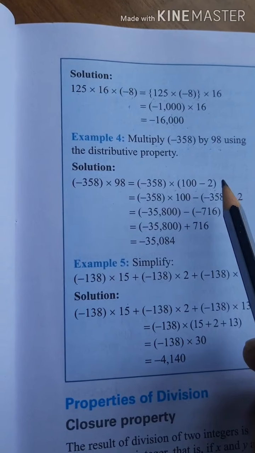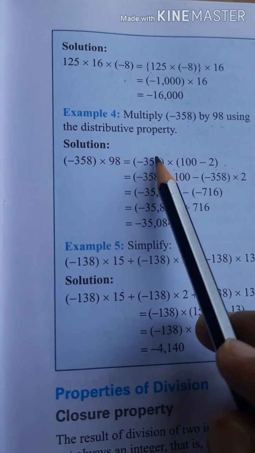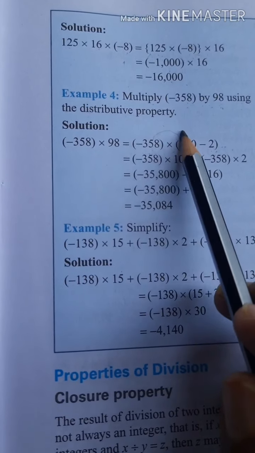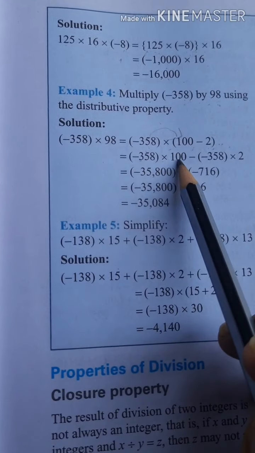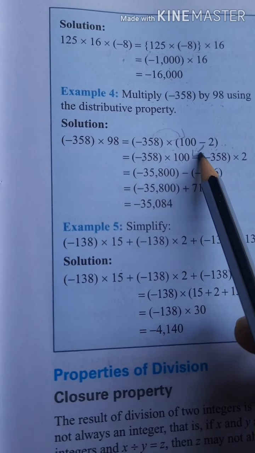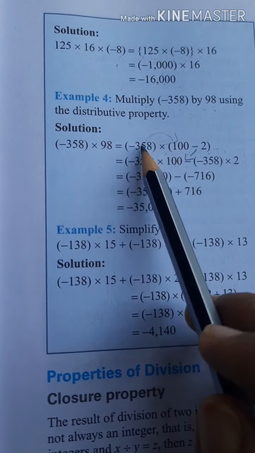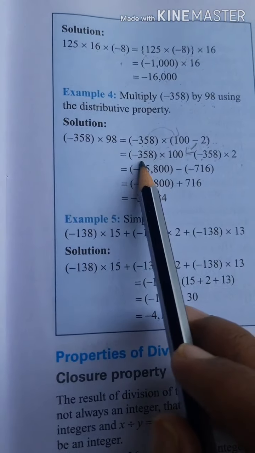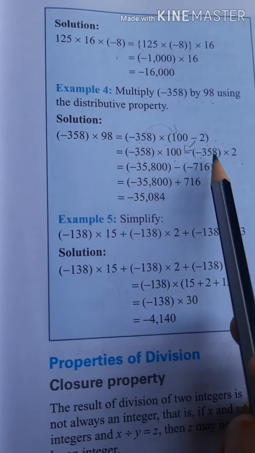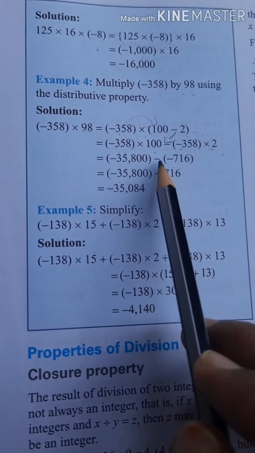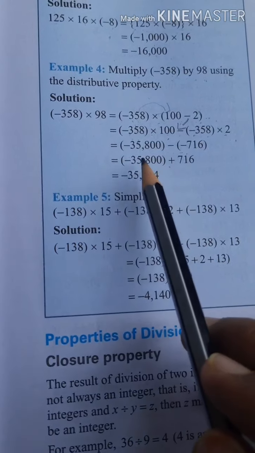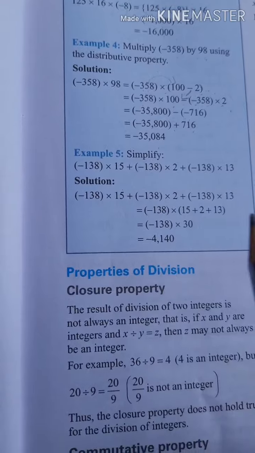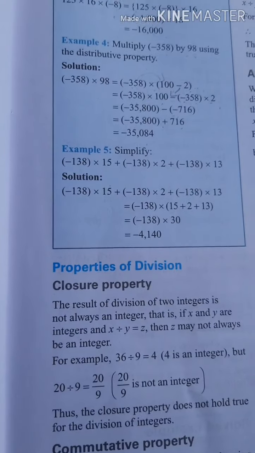Now how did I tell you to do the distributive property? This minus 358 is common for both 100 and 2. Take this number, multiply with 100. So minus 358 into 100. This minus should be brought down here. Then again take minus 358, multiply with 2. Minus 358 into 2. Now multiply to get the answers. See, both are minus, so it becomes plus. Now you add and write the answer.